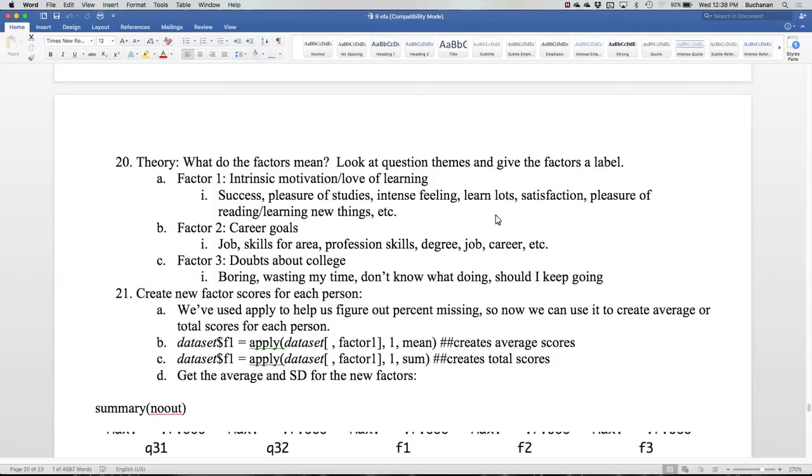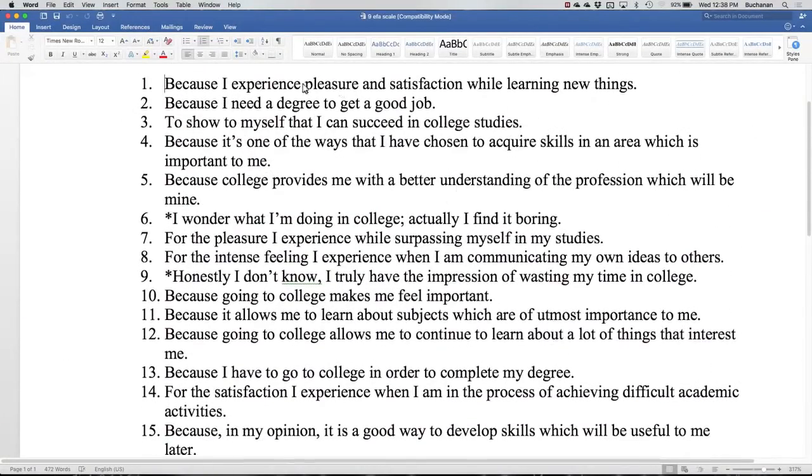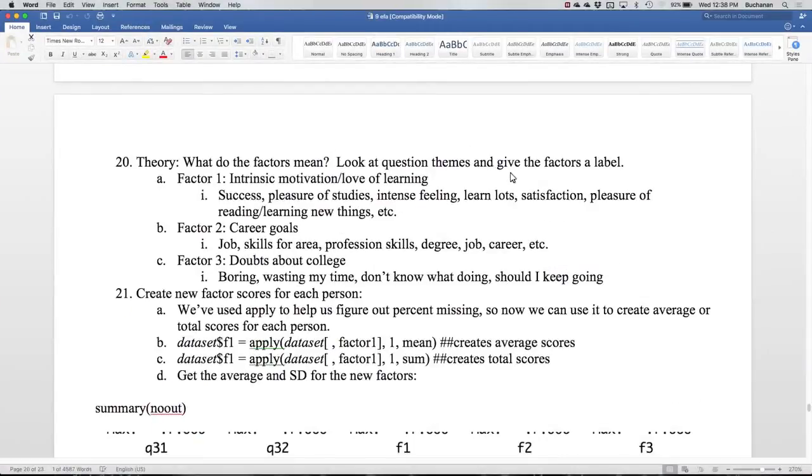If I look at factor 2, it's all the career questions. So things like, because I need a degree to get a good job, I need these skills to get a job. So they were all job-related questions, which is really a sort of extrinsic motivation. So career goals is what I called it.